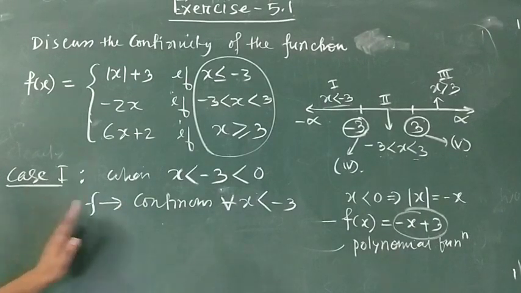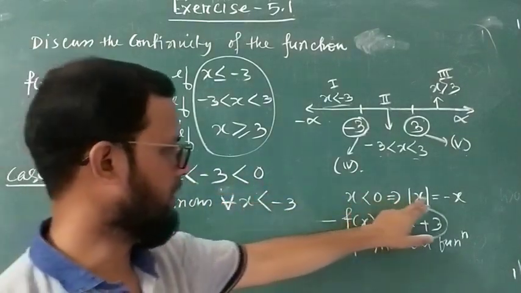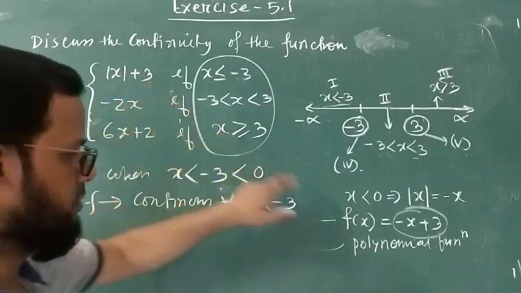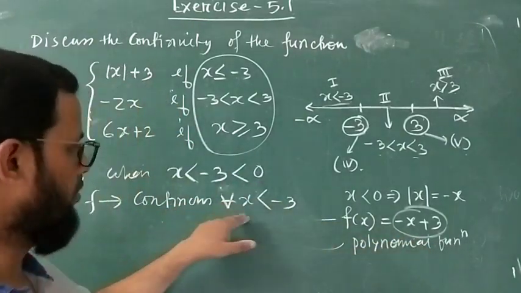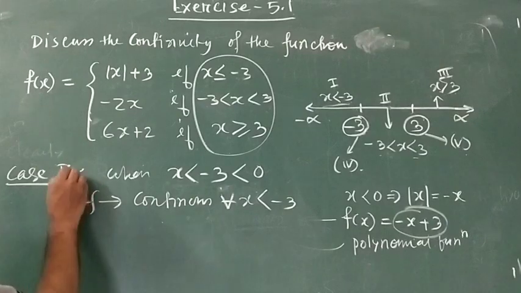I hope you understand. x less than -3 means x less than 0. When x is less than 0, modulus of x is equal to -x, and therefore your function becomes -x plus 3, which is a polynomial function, and hence it is continuous, and therefore it is continuous for all x less than -3. Okay, so let us proceed with the second case, case number 2.